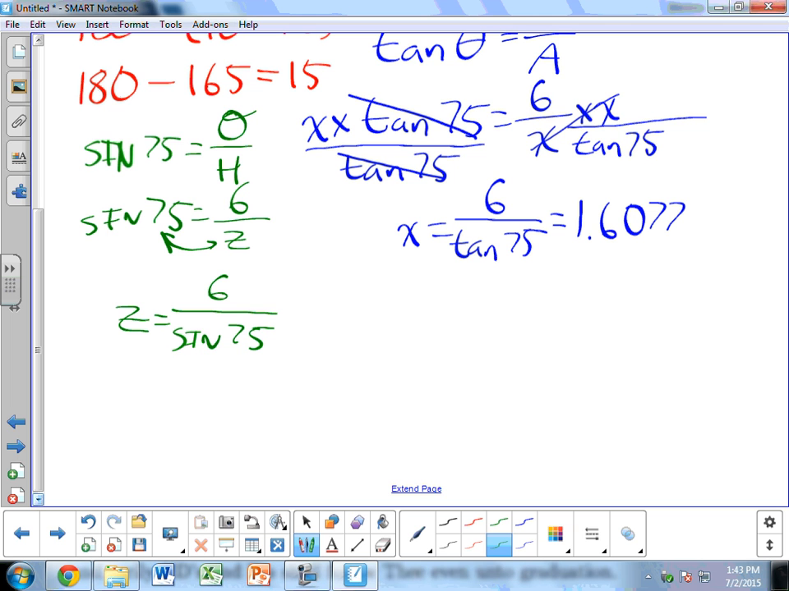So go back to the calculator and type in 6 divided by the sine of 75 and you'll get 6.2117.